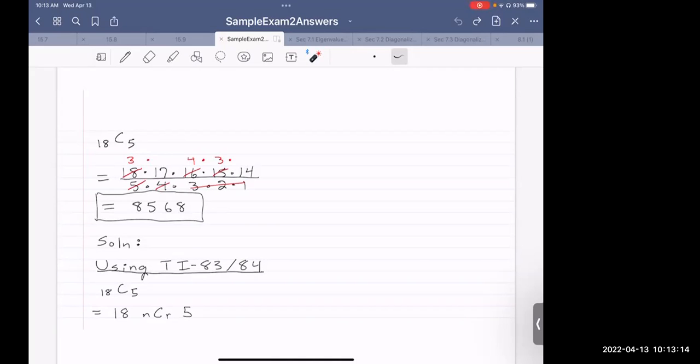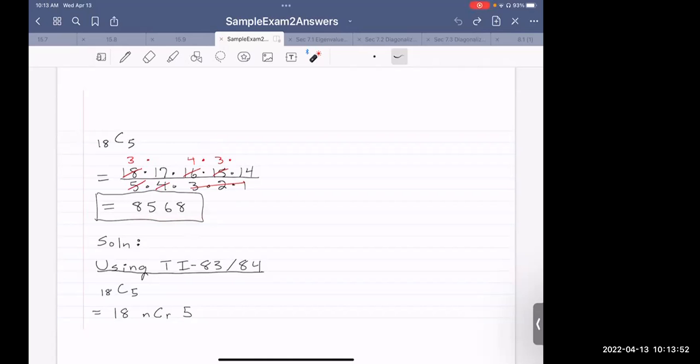And so I have 18 times 17 times 16 times 15 times 14. I start with 18 and I write down 1, 2, 3, 4, 5 numbers. Divided by 5 factorial. Well, 15 divided by 5 is 3. 16 divided by 4 is 4. 18 divided by 6 is 3. Times 17 is 51. Times 12 times 14 is 8568.